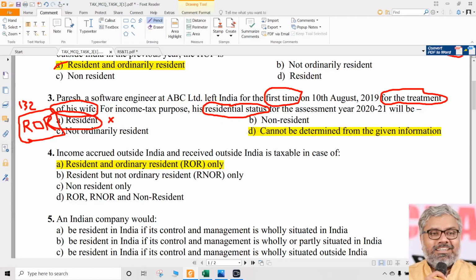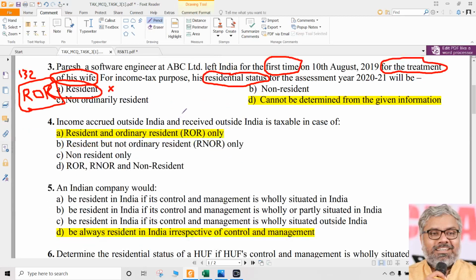So which is the correct option? None of the above. We cannot say resident is a residential status. That is a point to be noted here. The essence of this question is that resident is not a residential status for an individual. For an individual, residential status will be one of three: either resident and ordinarily resident, resident but not ordinarily resident, or non-resident. That's all. Resident alone, for an individual, cannot be called a residential status, particularly speaking.